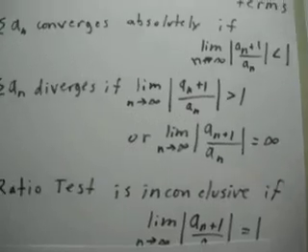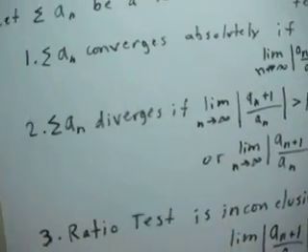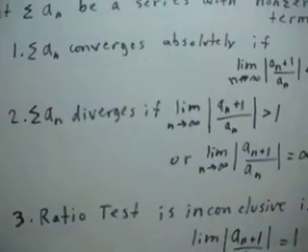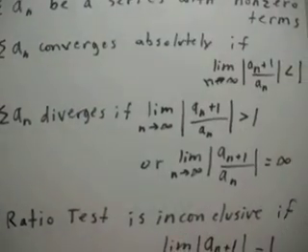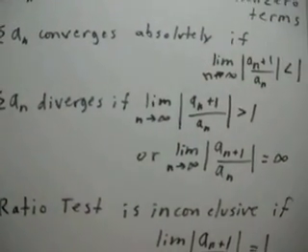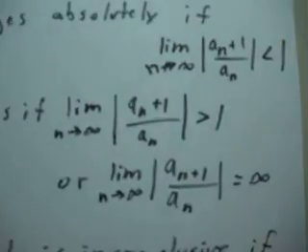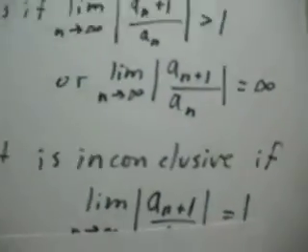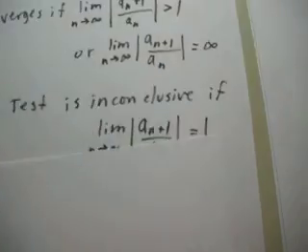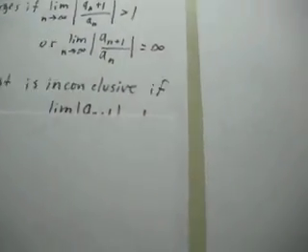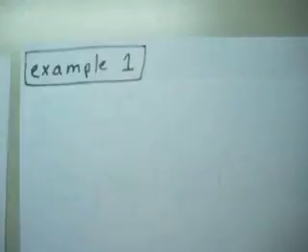So I know that might be confusing, but basically what we're going to do is take our series, and for all the n's we're going to plug in n plus 1, and then divide by the original a_n. If it's less than 1, it converges, if it's greater than 1, it diverges, and if it equals 1, it's inconclusive. So I hope that cleared it up a little bit. Let's start it off in example 1.